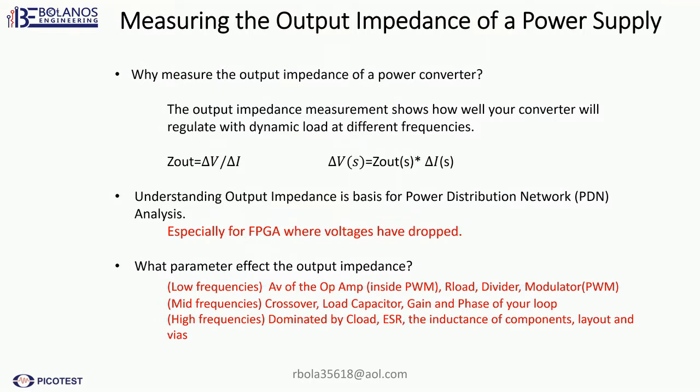Let's say you have your power supply supplying several circuits and one of them turns on, then you're going to have an increase of current. And in that case, you need to know how much your voltage is going to sag. So if you know the impedance and if you measure it, then you can easily calculate what your delta will be.